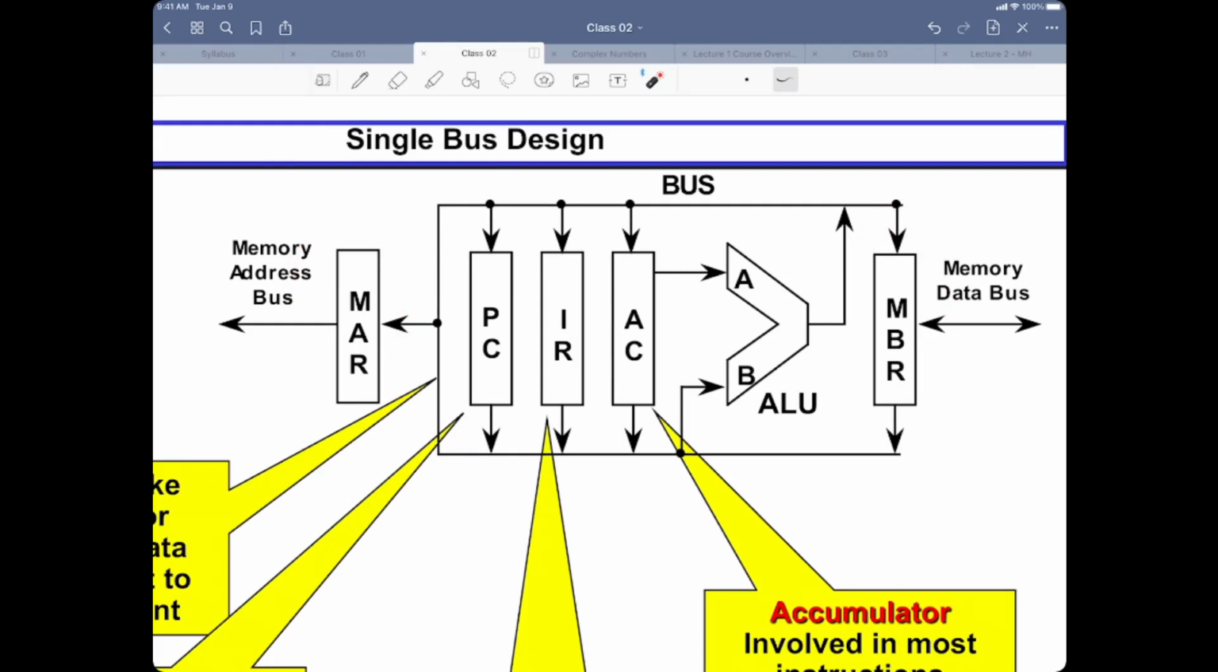Now let's do a fun exercise. Suppose we wanted to complete step number 1. What is step number 1 in our life cycle? Fetch the instruction, right? Fetch the next instruction. That's our step number 1. Which register should I start looking at first? PC. All right. This is where I'll start.